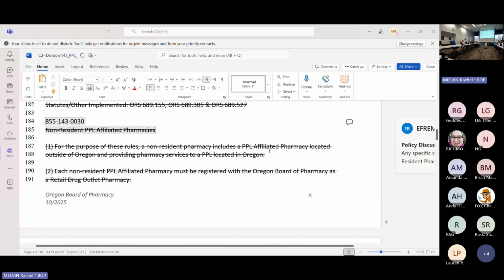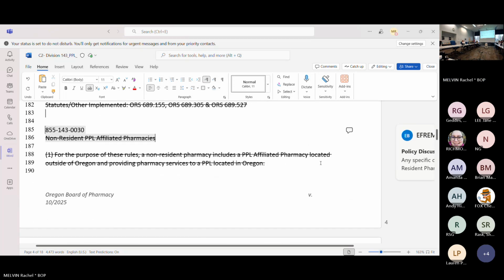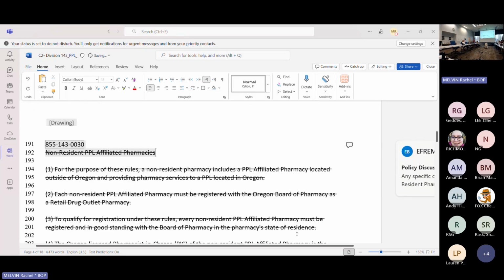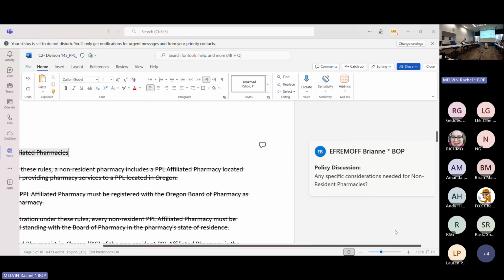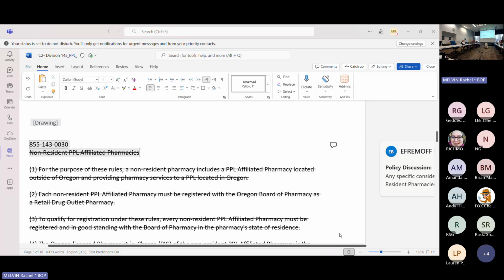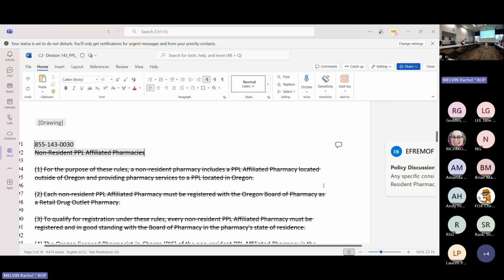143-0030. Again, PPL registration is not required since PPL is an extension of the pharmacy, but I just wanted to pause and ask board members, are there any specific considerations that might need to be made for a non-resident PPL? I don't know how that exists, to be honest. So I'm going to open it up, and it's board member Kroger to start.